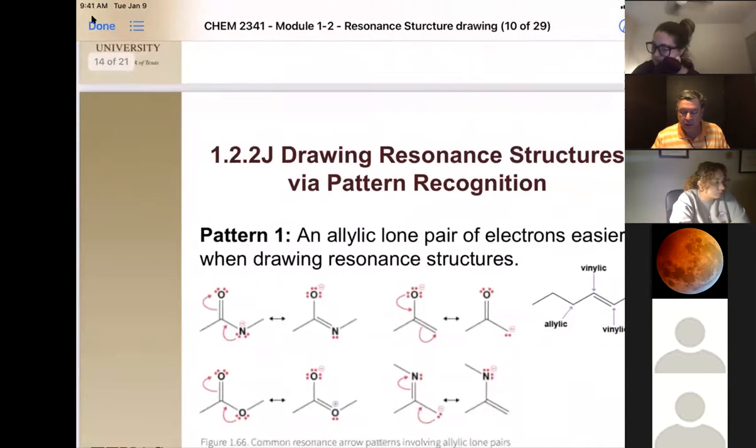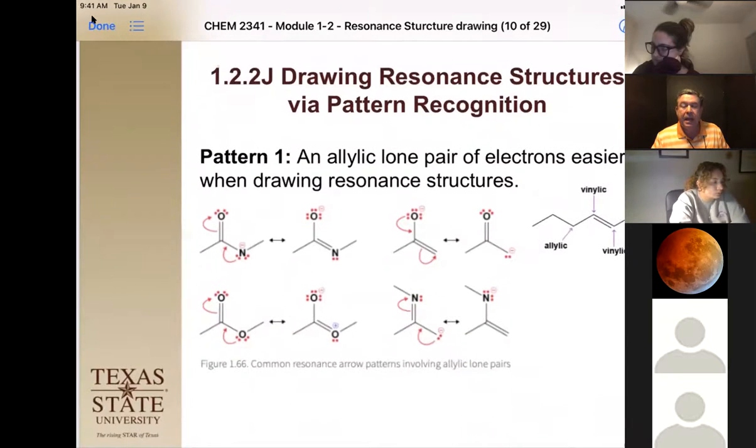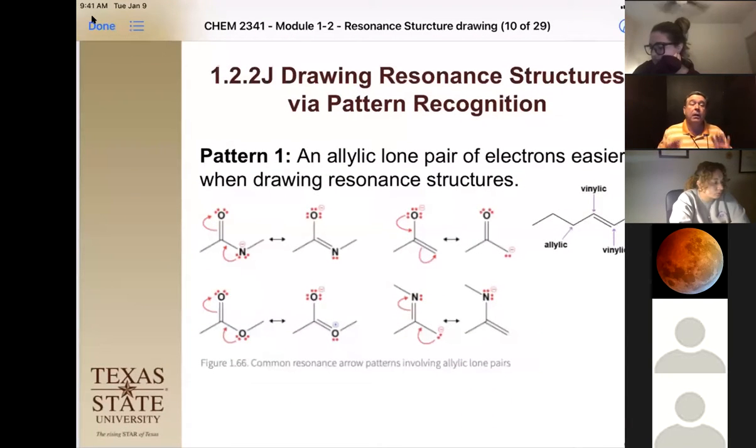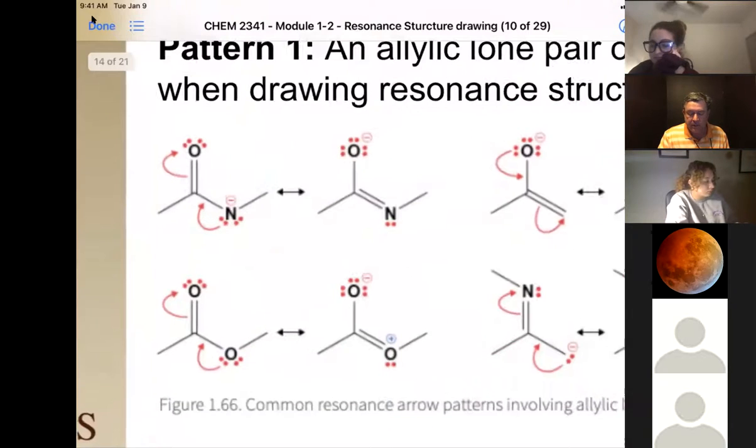Okay. So let's see a few patterns. There are some real common patterns we're going to see. Okay, so one of the first things we're going to see is that a lone pair of electrons that is next to some other double bond is going to be easy to move around. So let's see what I mean about that.